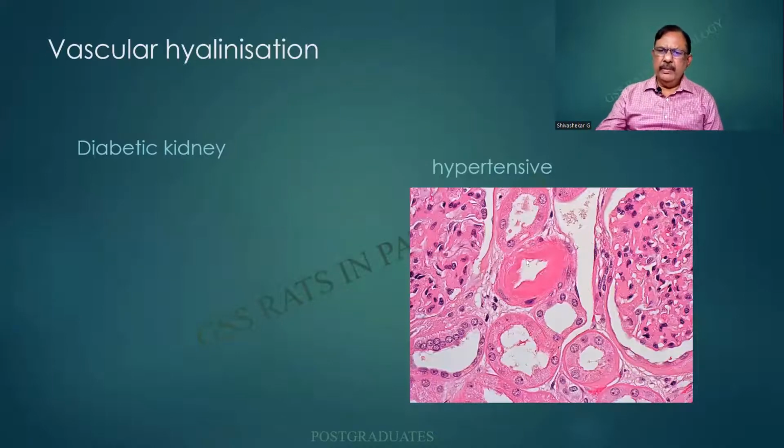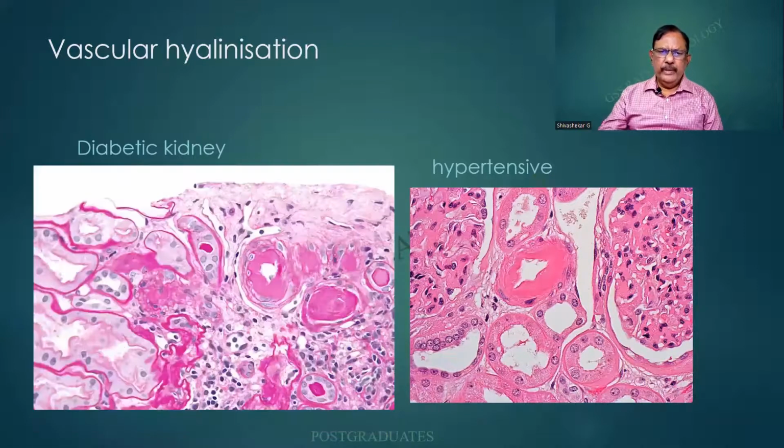Under hypertension, there is something called as hyalinization. Hyalinization is the homogenization of the vessel wall. That is classical of it in any hypertension. Also, this can be seen in diabetes. In a diabetic kidney also, there can be hyalinization of the blood vessels.